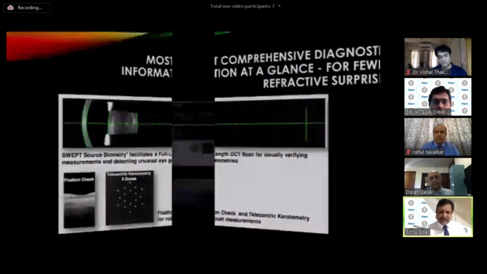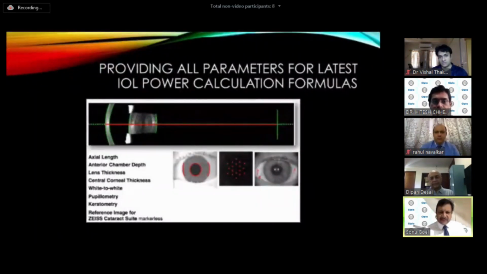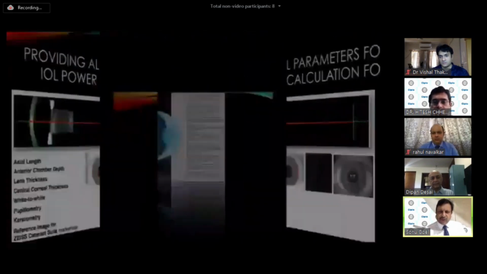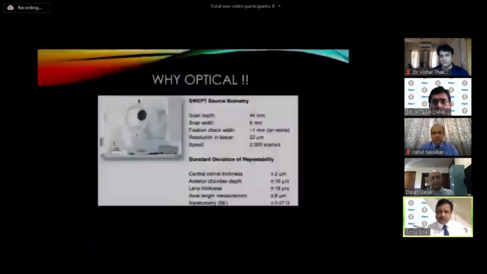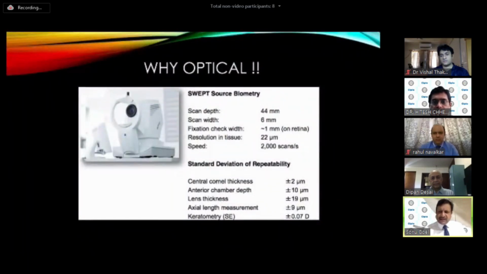It gives you the axial length, the anterior chamber depth, the lens thickness, central corneal thickness, white to white, pupillometry, and keratometry. And then this is the LENSTAR, which again gives you all those parameters. Why optical? With the swept source, if you see the standard deviation or repeatability, the central corneal thickness is as low as plus minus 2 microns.